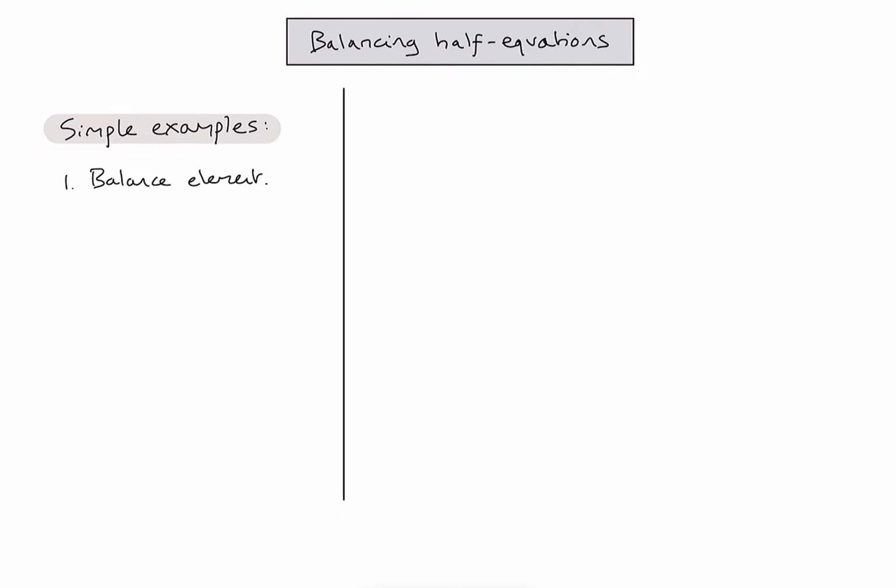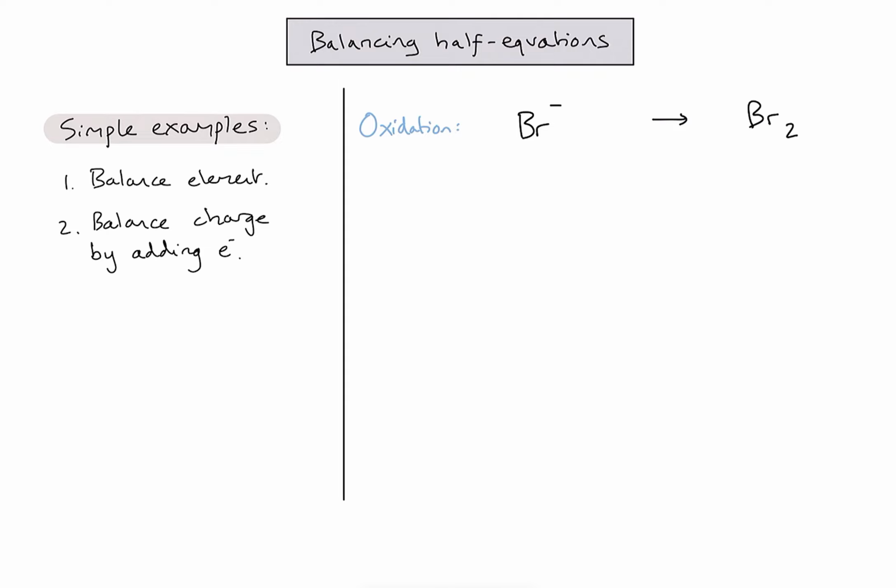Firstly, we need to balance the number of that element on both sides of my half equation. And secondly, we need to balance the charge. The way we do that is by adding electrons to either the left side or the right side of the equation. So let's take an example.